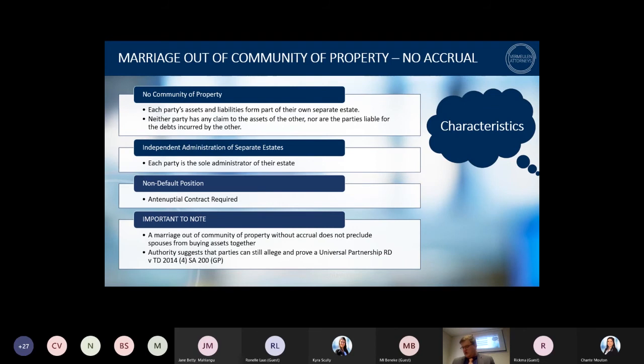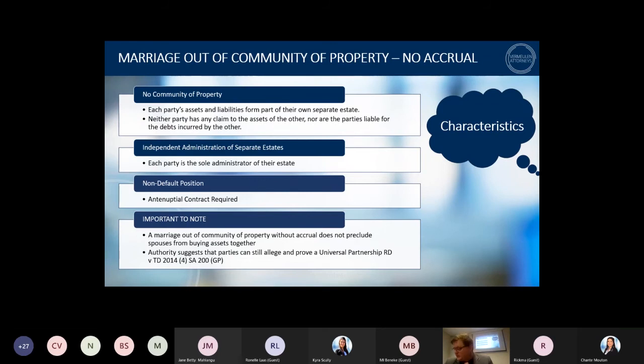Okay. Very important, folks. A marriage out of community of property does not preclude spouses from buying assets together. It should follow, but I put it in for completeness. I could buy a property together with Stella here, or with my assistant Quinn, or God help me, with Teresa, even though there is no marriage, but it still follows. Sorry, Teresa, I must pick on you. So you can still buy assets together, even though you're married, without the accrual out of community of property.